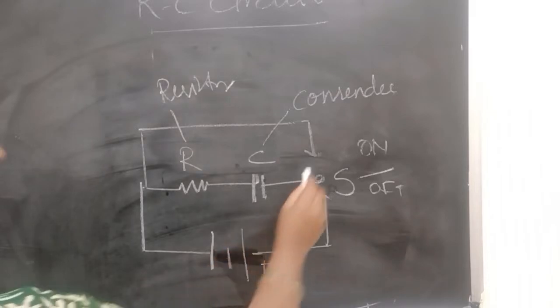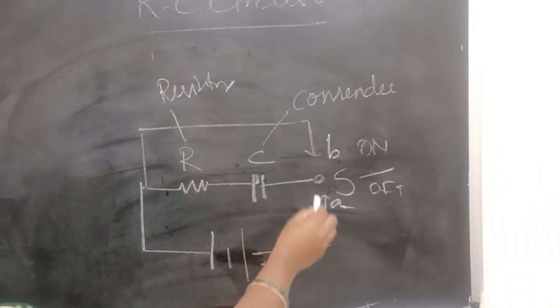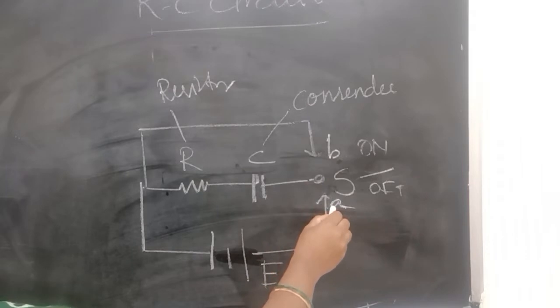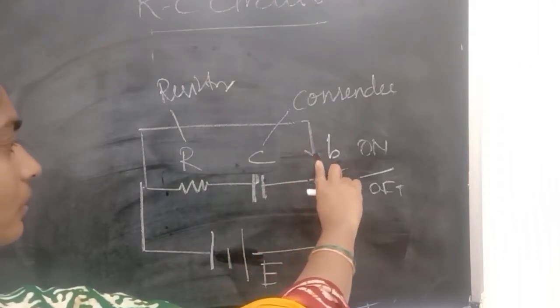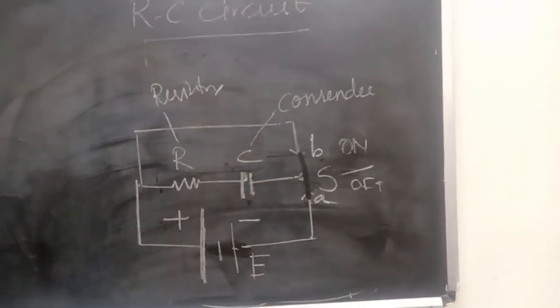So here, I am writing this terminal as B and this as A. When the key is connected from A to B, here you see the switch, if I connect these two terminals, what happens is the charging of the condenser takes place. Current flows from this element; the bigger plate is the positive terminal, the smaller one is the negative terminal.